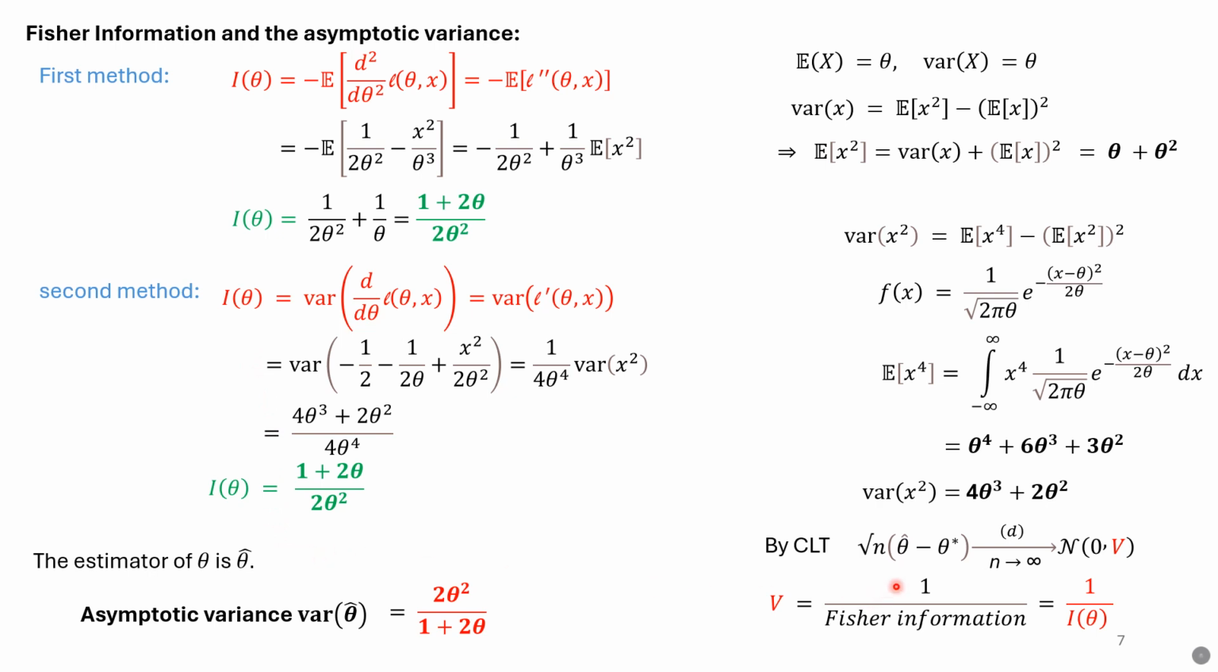Now I know by the central limit theorem this expression. Here V is the asymptotic variance, and the asymptotic variance is 1 over Fisher information. Therefore, my asymptotic variance, that is the variance of theta hat, equals 2 theta squared over 1 plus 2 theta. We can do this problem by computing the maximum likelihood estimator and then applying the central limit theorem and the delta method. But in this case, we used the Fisher information.